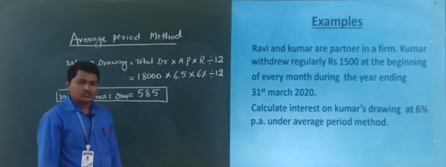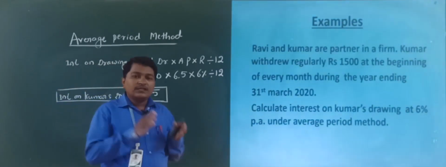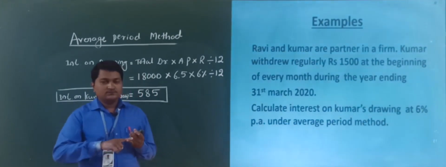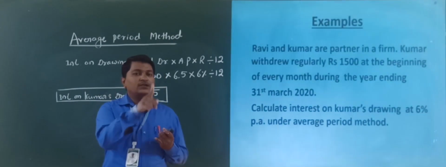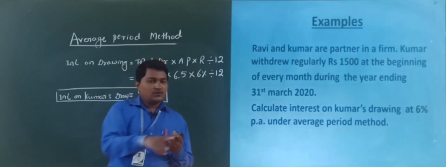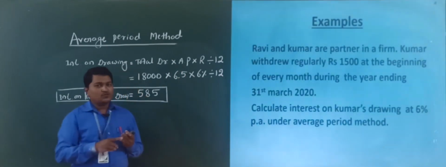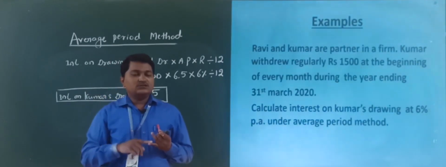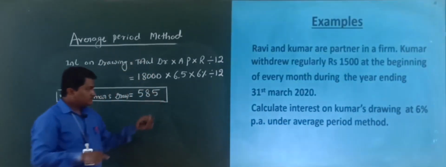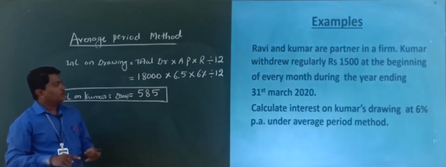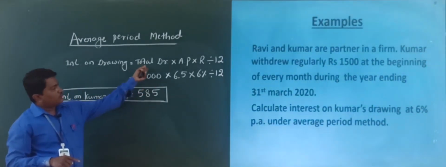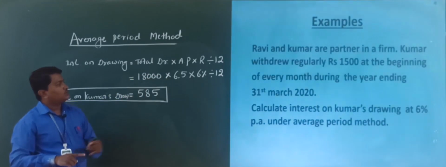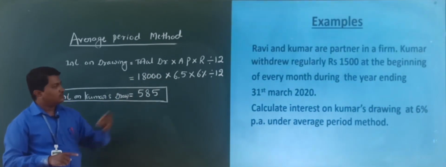So understood? Average period method. Somewhat here confusions are there. First of all, we need to calculate total drawing. Right? What is the formula for total drawing? Amount into 12, 6 or 4. Out of anything you can multiply, depends upon the question. Next, average period: 12 or 6 divided by 2, either plus 1, plus 0 or minus 1. Next we go for total drawing, average period, rate divided by 12. After filling in the amounts of total drawing, average period and rate given in the question, divided by 12.